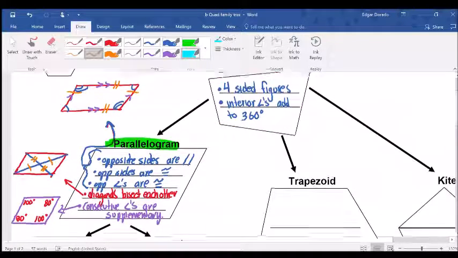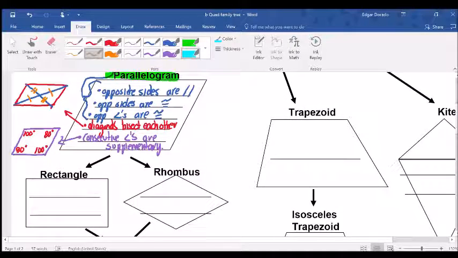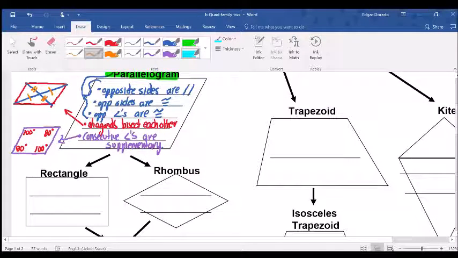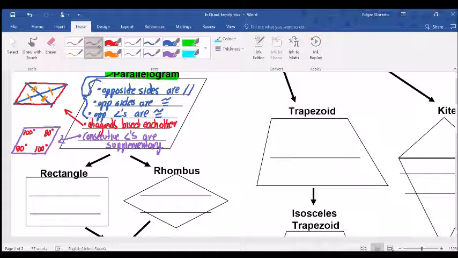Now, even further, so this rectangle and rhombuses here, those are going to have also the same traits that we have for parallelograms, but with some additional ones. Go ahead and find our additional traits for rectangles. And one of the additional traits for rectangles is that it has 4 right angles. It has 4, sorry, my laptop is lagging a little bit here.